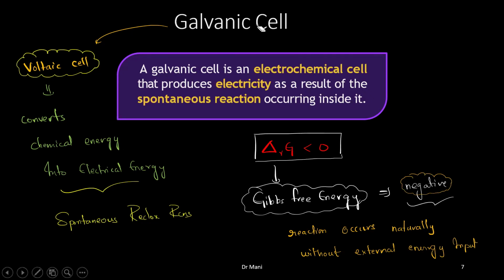So that's what the galvanic cell is. A galvanic cell is an electrochemical cell that produces electricity as a result of a spontaneous reaction. The spontaneous reaction is nothing but the redox reaction. Remember this. And that's happening where delta G is less than 0. That means the Gibbs free energy is negative, which indicates the reaction occurs naturally without any external energy input.